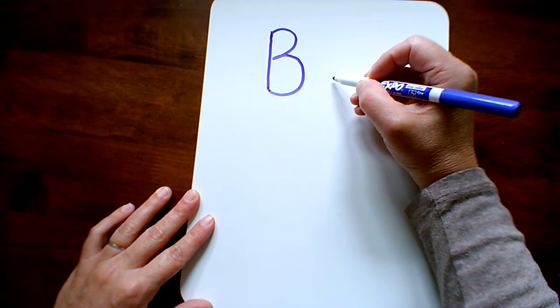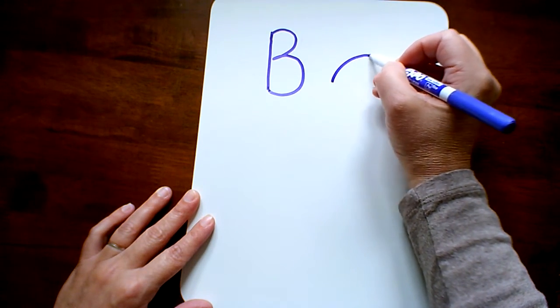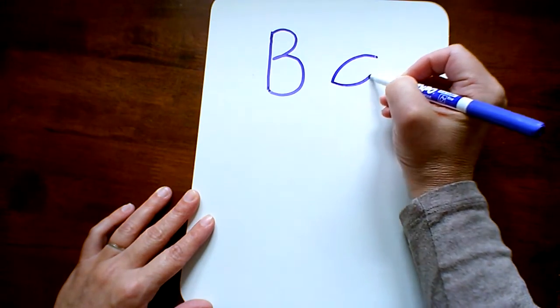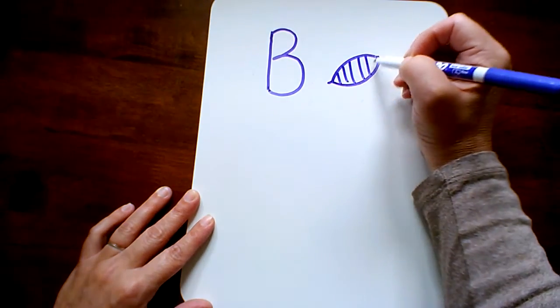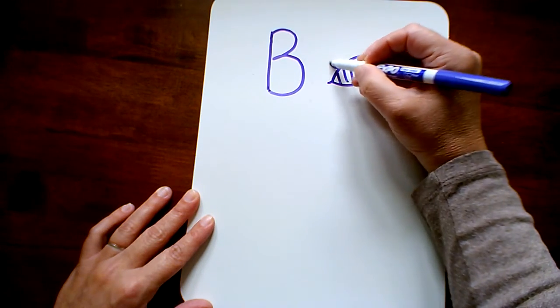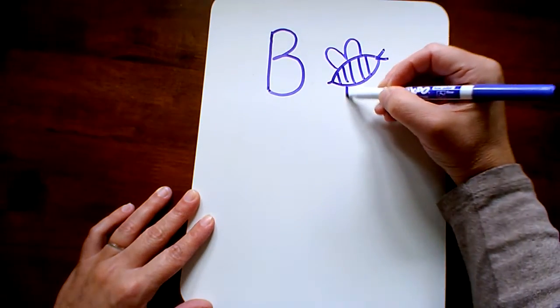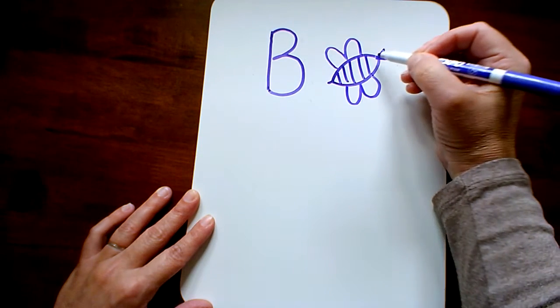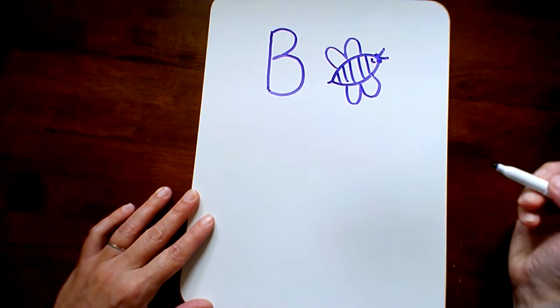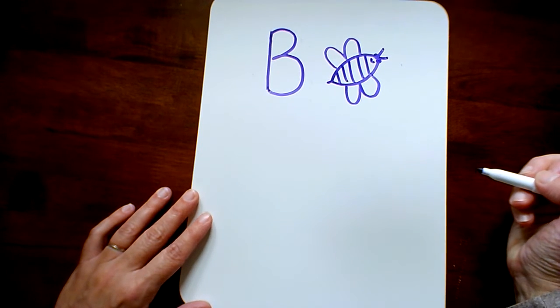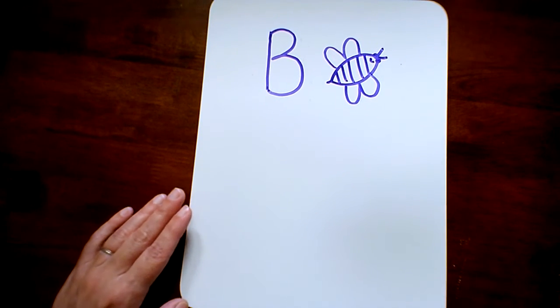B, B, B. And let's see. Here's a picture of something that starts with B. Do you know what that is? A bumblebee. B, B, B, B, bee.